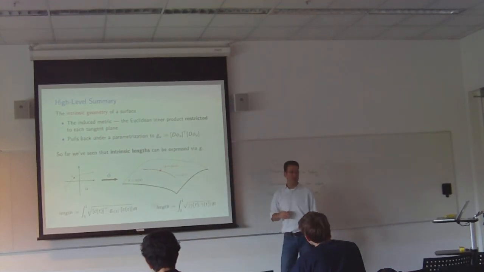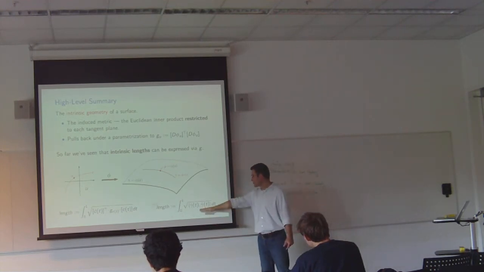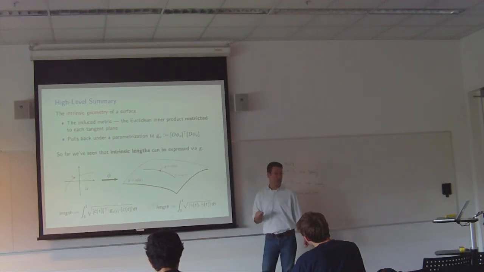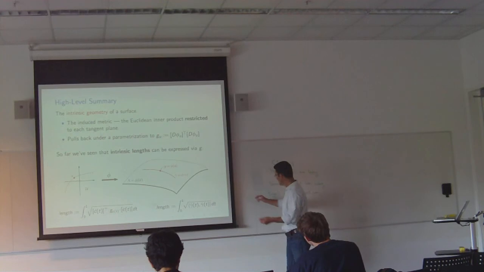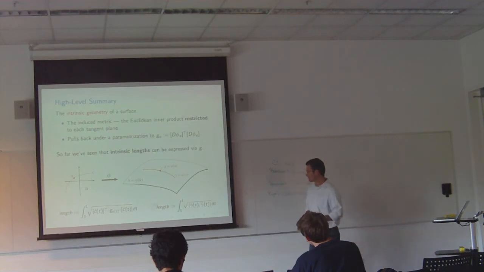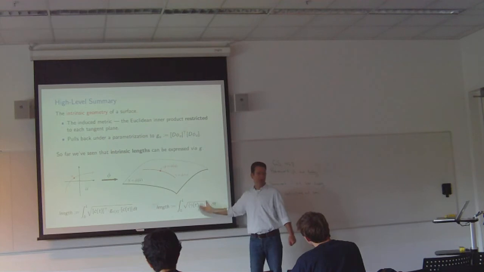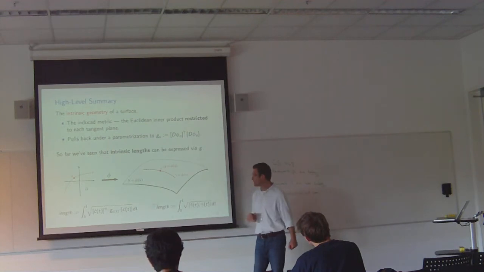And what we showed last time was that you could write down the length of this curve in two different ways. Well, I guess we showed this form of the length a couple weeks ago. The length of the curve is the integral of the norm of the tangent vector of the curve. So this object here is nothing other than the magnitude of the tangent vector of the curve. Or you can pull all of this back. You can pull this entire formula back into the parameter plane.